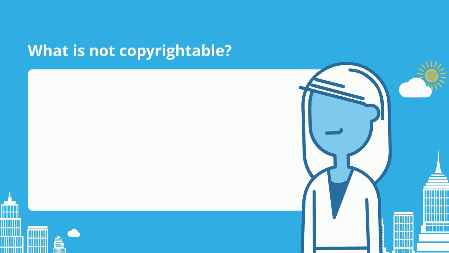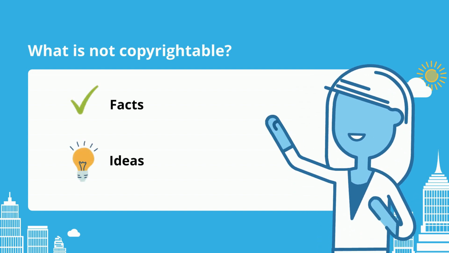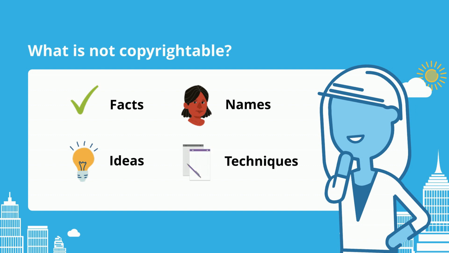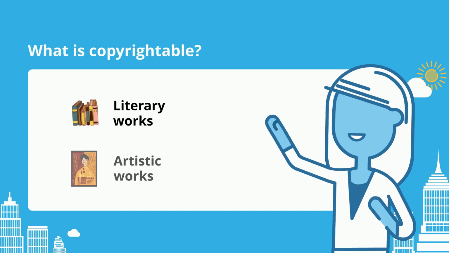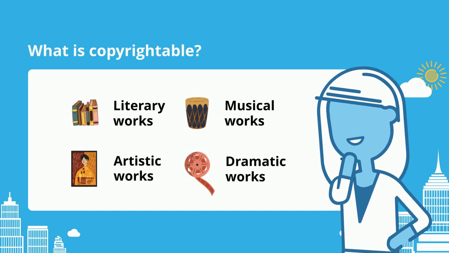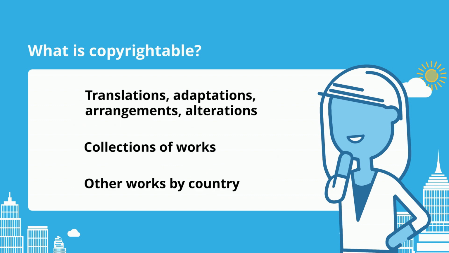Let's look first at what isn't able to be copyrighted. This includes facts, ideas, names, techniques, and so on. Certain things that aren't copyrightable may be covered by other forms of intellectual property. What can be copyrighted includes literary, artistic, musical, and dramatic works. Copyright also covers things like translations, adaptations, and collections. Other works may also be covered by copyright depending on the country.